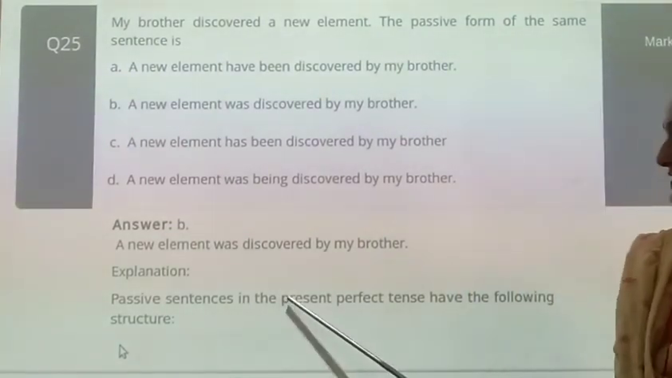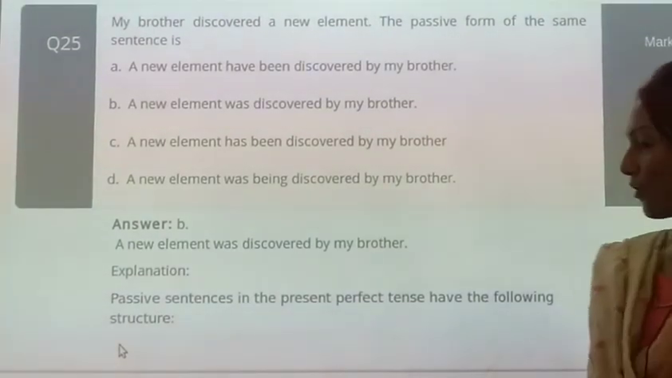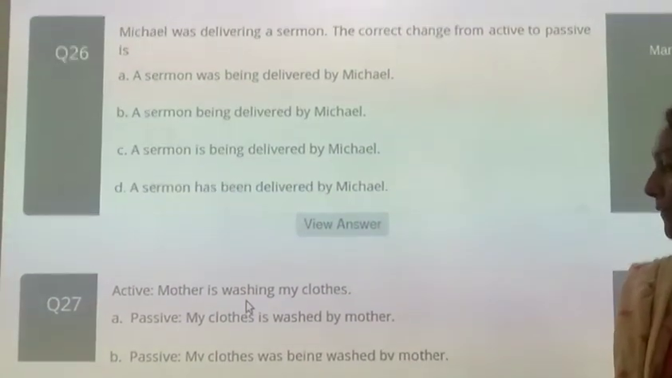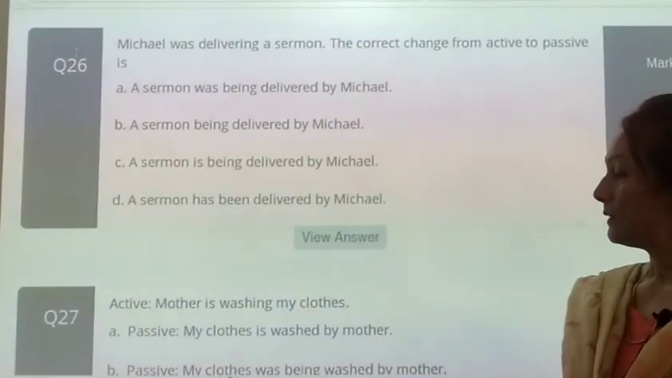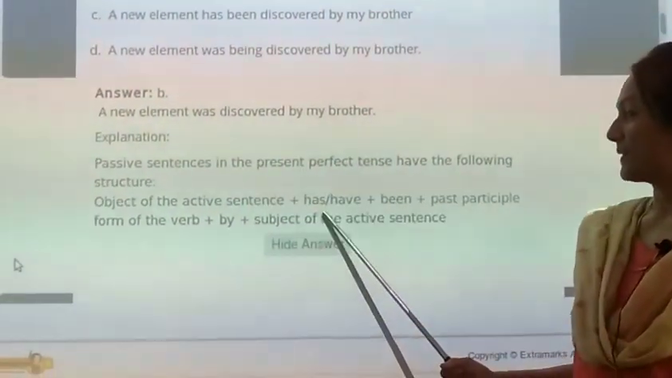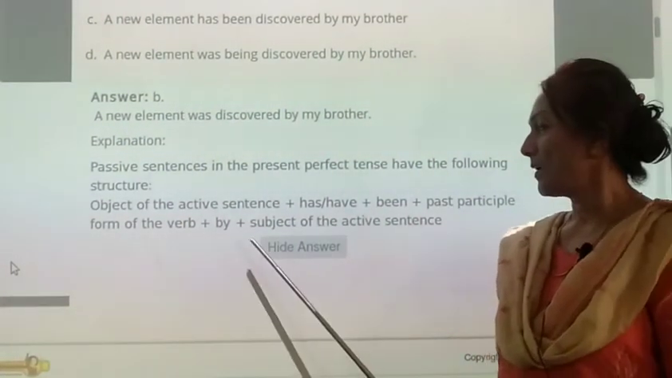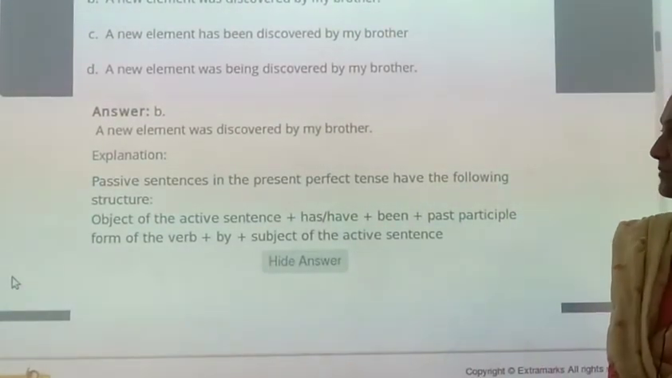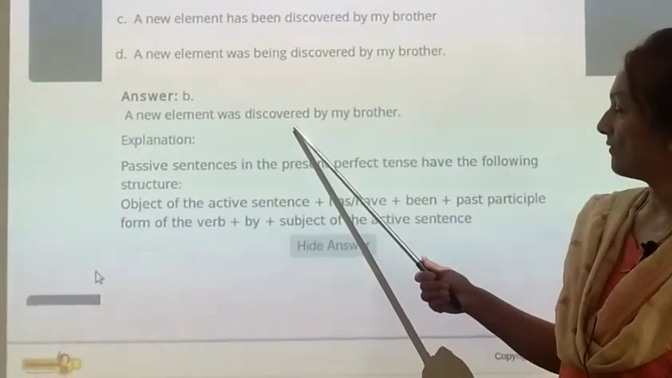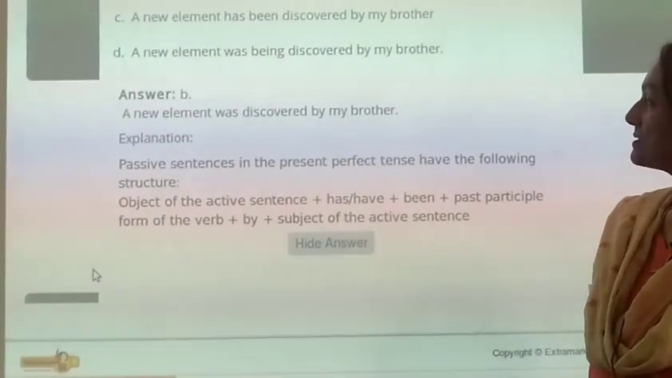Passive sentences in the present perfect tense have the following structure. Object of the active sentence plus has or have plus be plus past participle plus by plus subject. So we have new element, then was discovered, then by my brother. So that is the a new element.